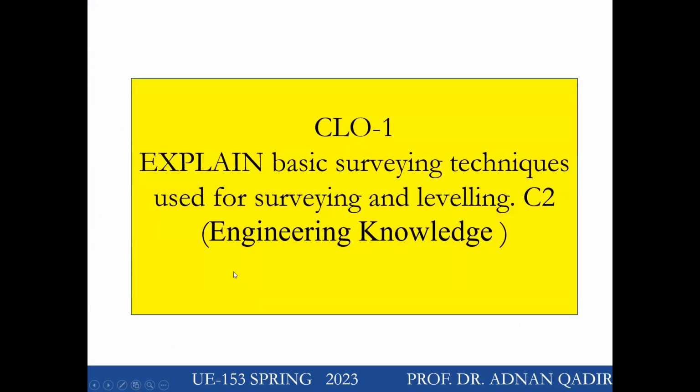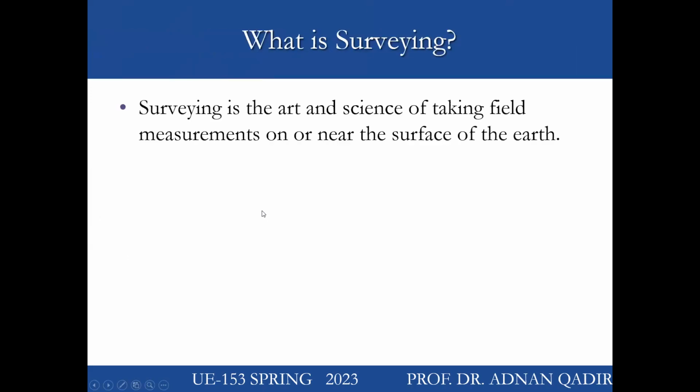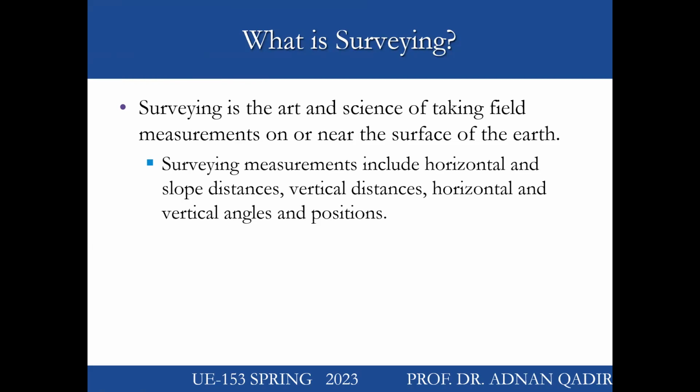Now we start with CLO1, explain basic surveying techniques used for surveying and leveling. So what is surveying? It's an art and it's a science of taking field measurements on or near the surface of the earth. What does it include? It includes measurement of horizontal and slope distance, the vertical distance, horizontal and vertical angles, and position.